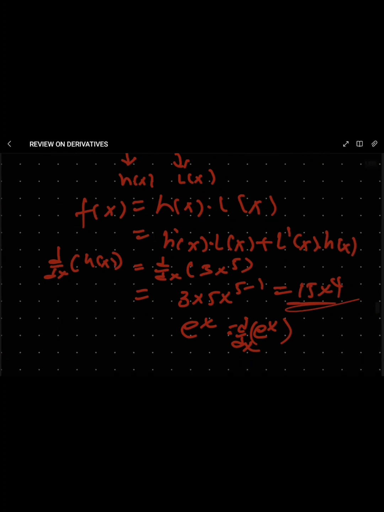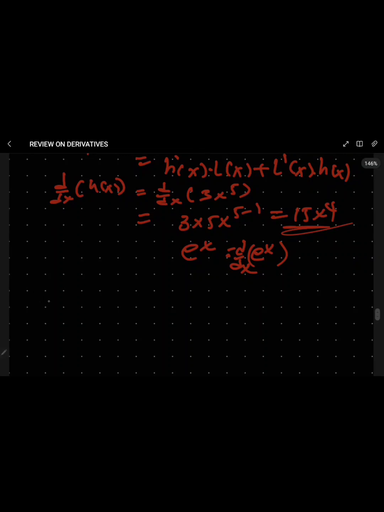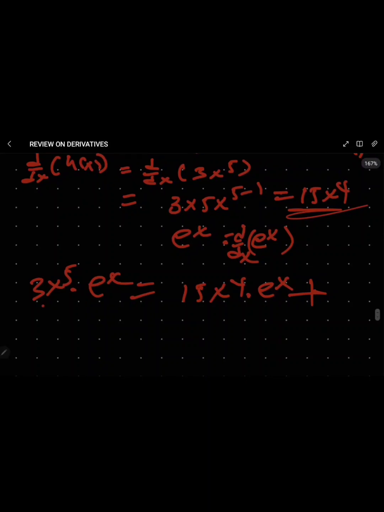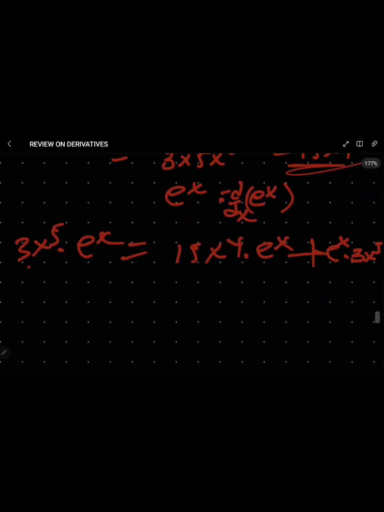Now, the derivative of 3x raised to 5 times e to the power of x is 15x to the power of 4 times e to the power of x, no, I'm sorry, plus the derivative of e to the power of x, which is e to the power of x, times the polynomial one, 3x raised to 5. Okay, this is the derivative, but how do you simplify?